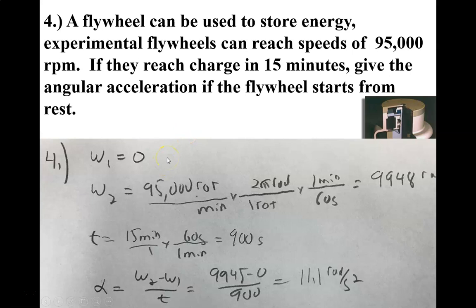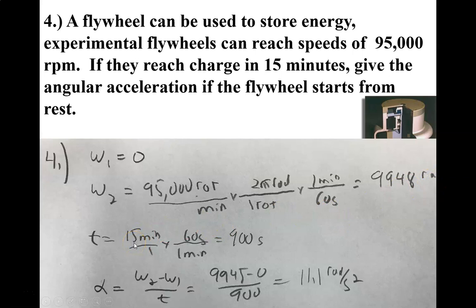Okay, so we want to figure out the angular acceleration. We want to use the equation alpha equals omega 2 minus omega 1 over t. So we need to know the change in angular velocity divided by the time. We know our initial angular velocity is 0 because it starts from rest, and our final speed is 95,000 RPM. Now we can't leave that in RPM because we have to have it in radians per second. So we'll convert that by multiplying by 2 pi and dividing by 60, and we get 9,948 radians per second.